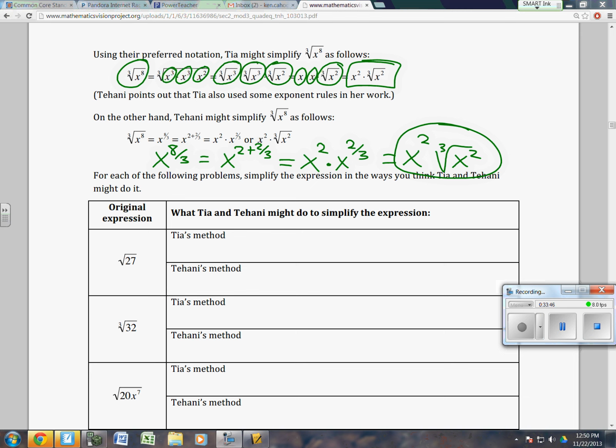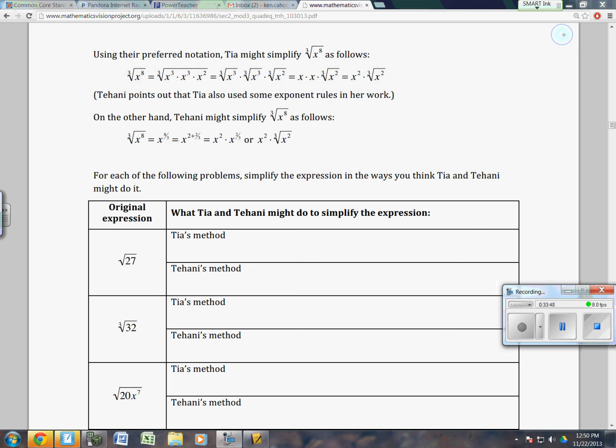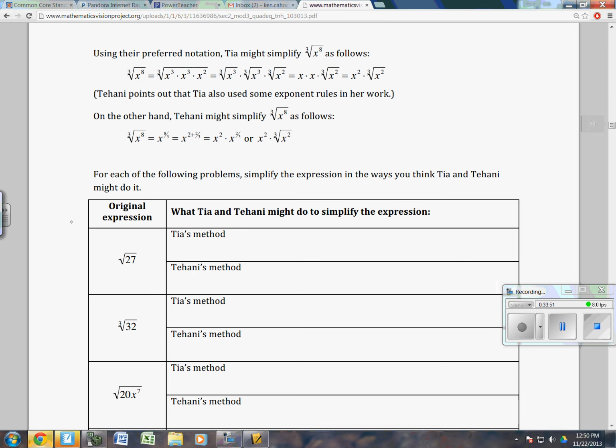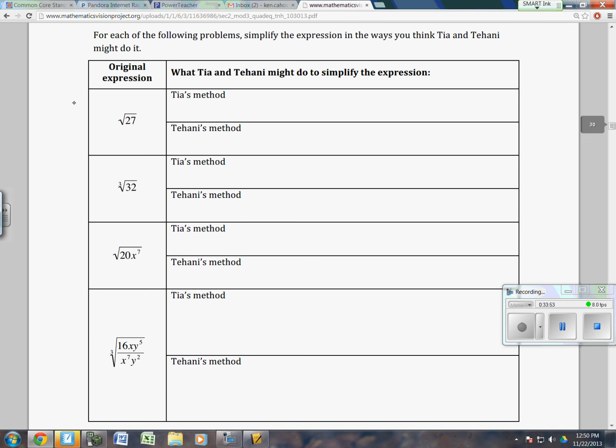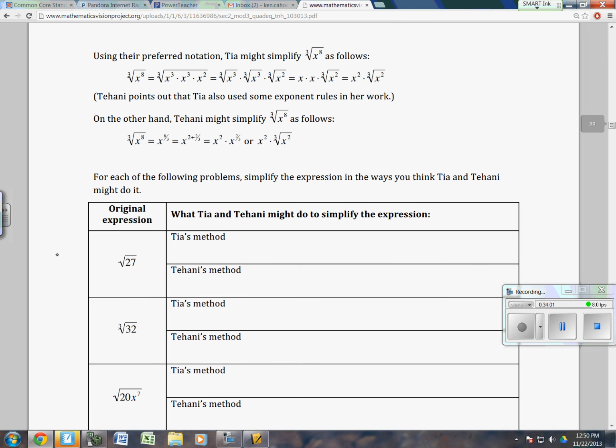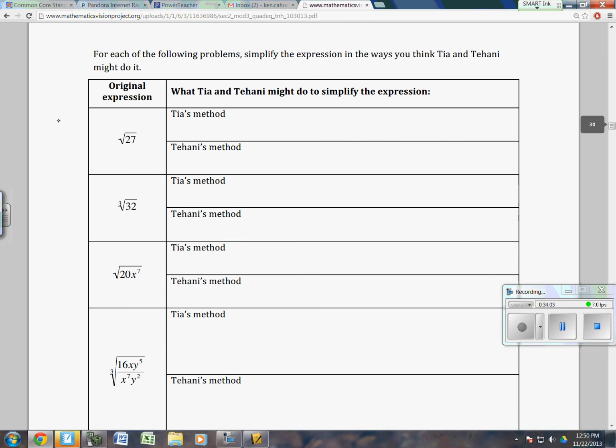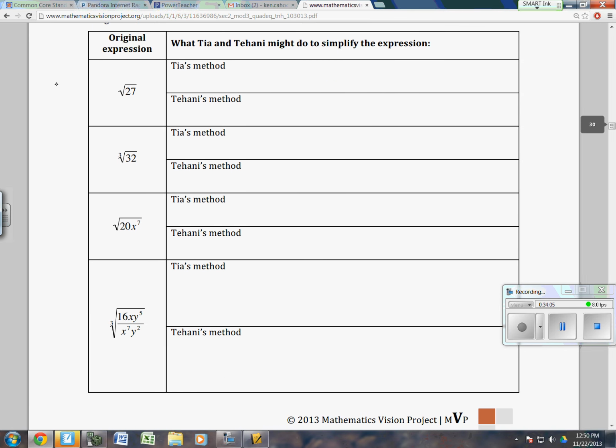Okay, so we're going to go right now. I want you guys to go to this part right here. For each of the following problems, simplify the expression in the ways you think Tia and Tahani might do it. Which one was which? The top was Tia. The second one was Tahani. The top method is using radicals. The bottom method is using rational exponents. I want you guys to simplify that. Just do the first one, the square root of 27, in your groups right now. I'm going to give you a couple minutes. Go.